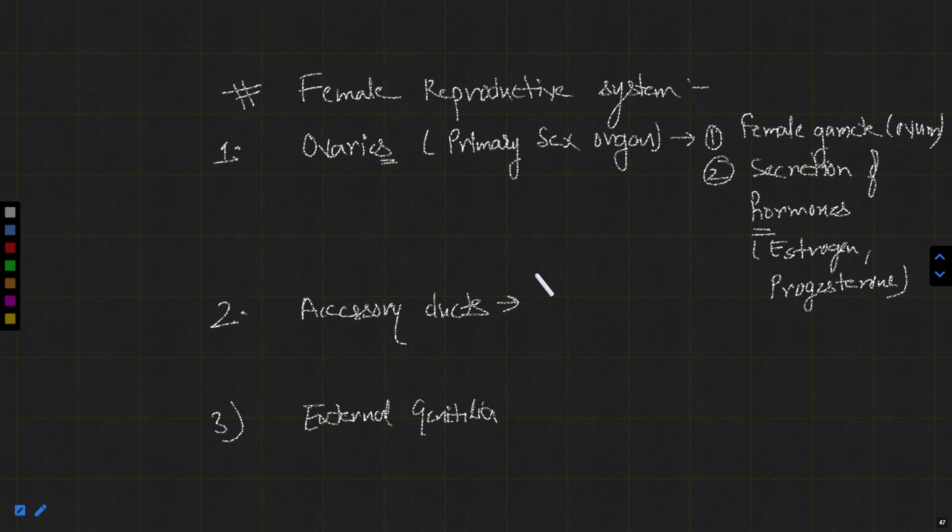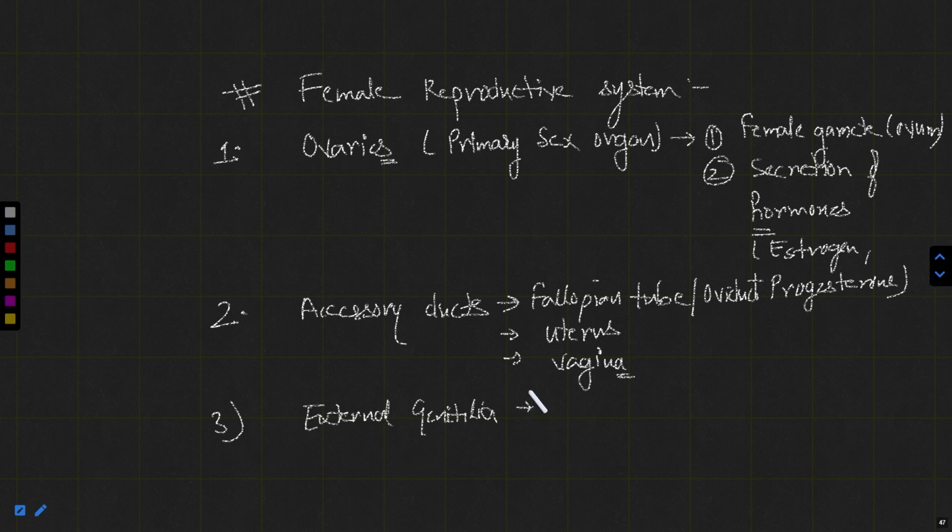Now what are the accessory ducts? This is the fallopian tube, which is also known as the oviduct. Okay, another name for fallopian tube is the oviduct. Clear? Then the uterus is also an accessory duct, and the vagina.